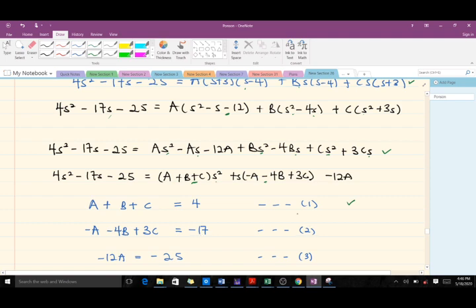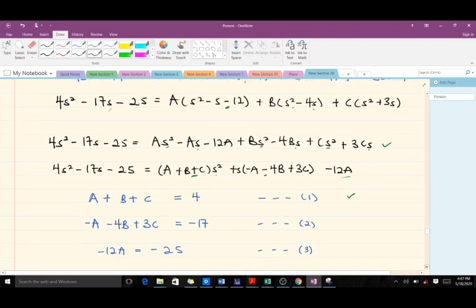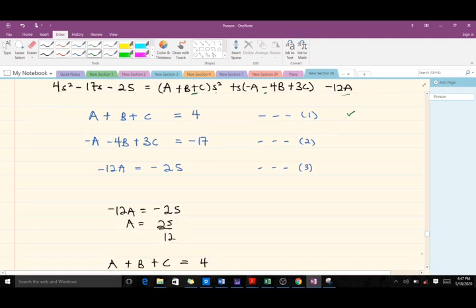That is equation 2. Then the next thing is that we have a constant here because there is no s attached to what we have here, and we also have a constant here. So that means you have negative 12A equals negative 25, and that happens to be equation 3. After getting these three equations, we are supposed to solve them simultaneously for the values of A, B, and C.